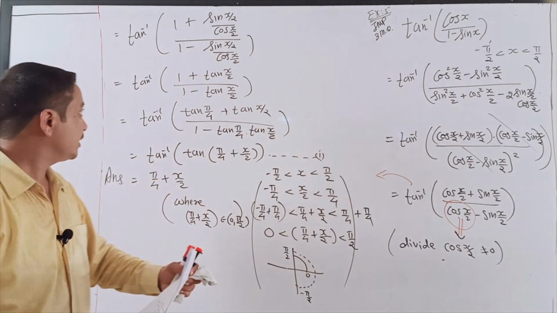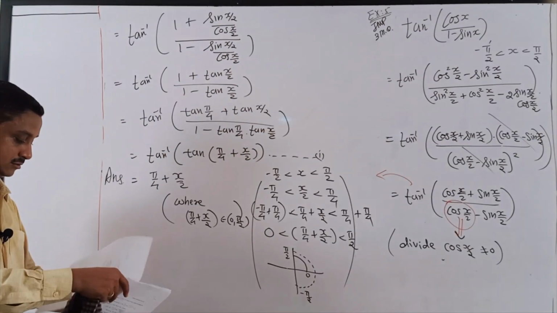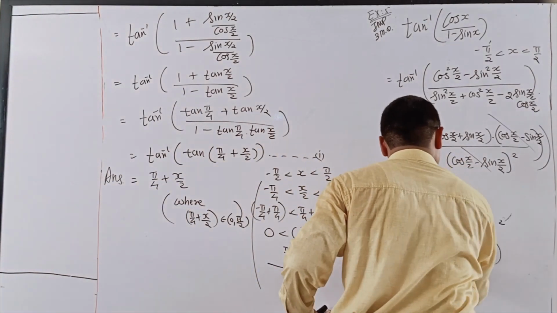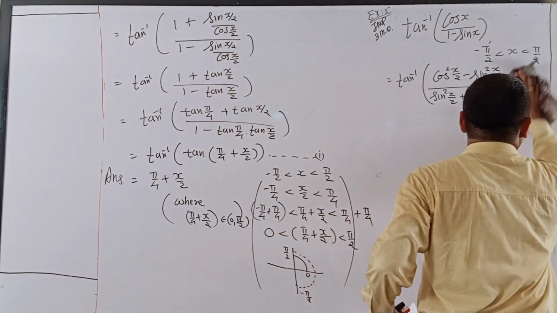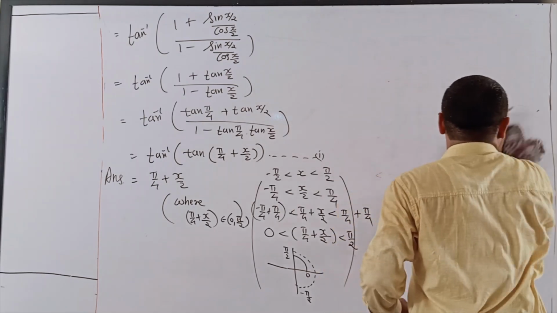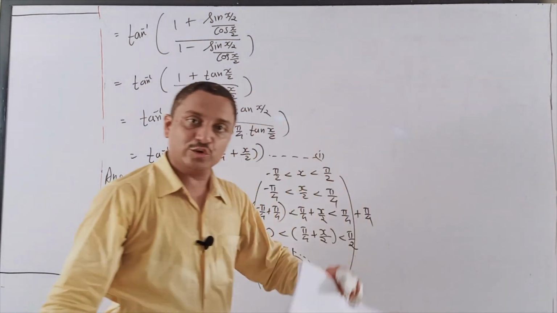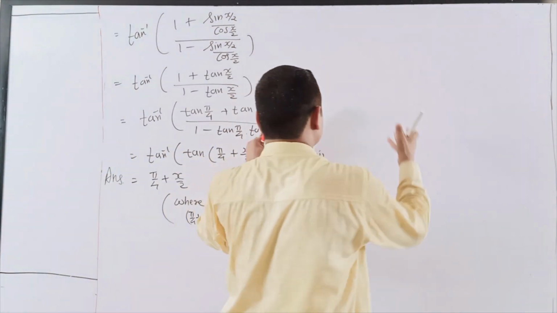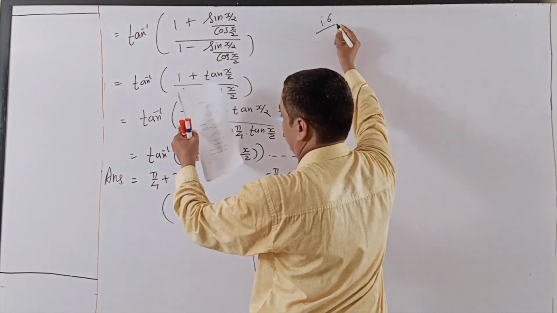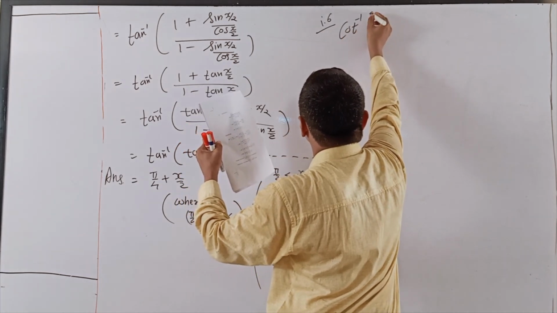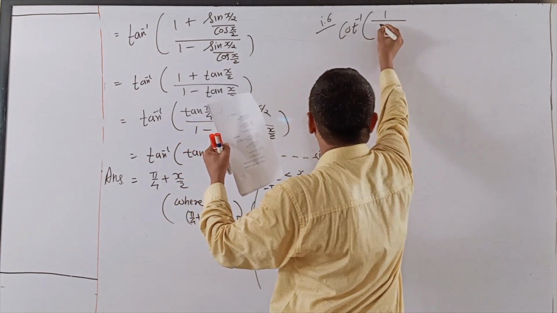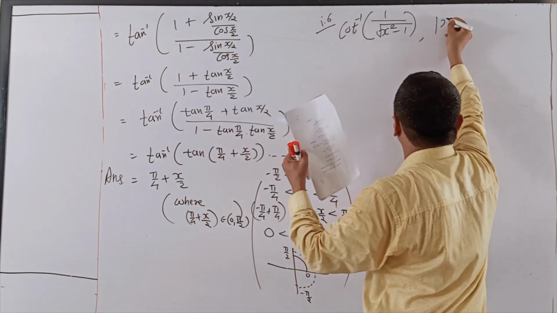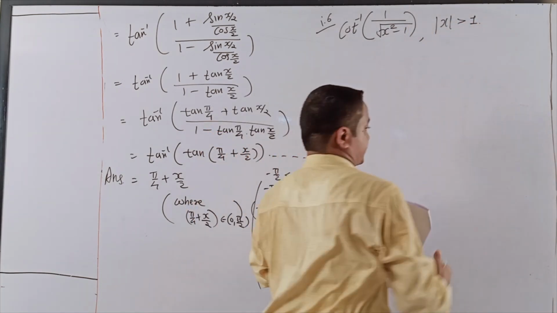Example 5 over here, students. Now example 6. It's a big sum, don't worry, I am going slowly and I hope it is easily understood. Convert cot inverse of 1 by under root x square minus 1, x greater than 1, into the simplest form.